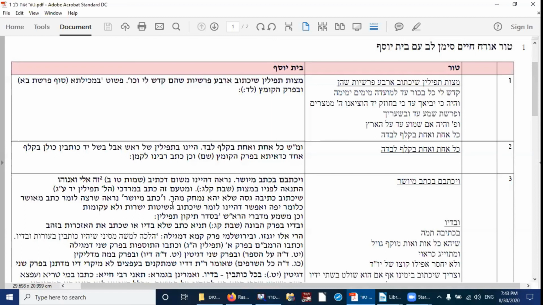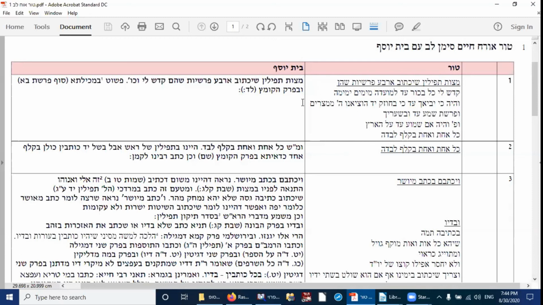Kadesh Li Kol Bechor, V'Haya Ki Yeviacha, V'Shema, V'Haya Im Shamoa, Kol Achat V'Achat B'Klaf Levada. Right, so it's those four parshiyot, each one on its own separate piece of parchment. So that's all he says about that. Now we know that that's not entirely true, because that's going to be true for the Shel Rosh, not for the Shel Yad, and we'll talk about that along the way.